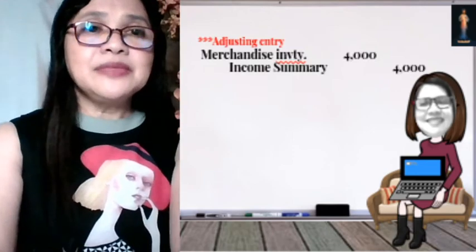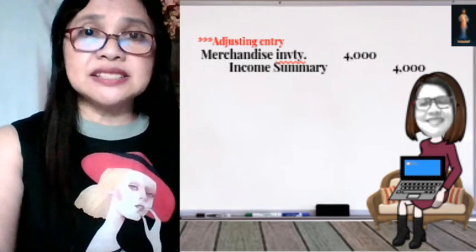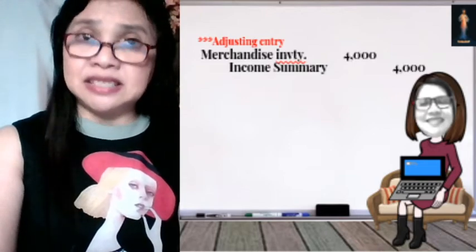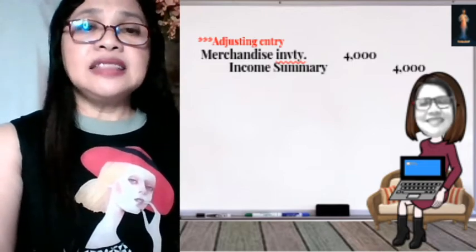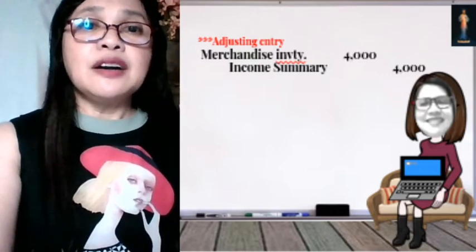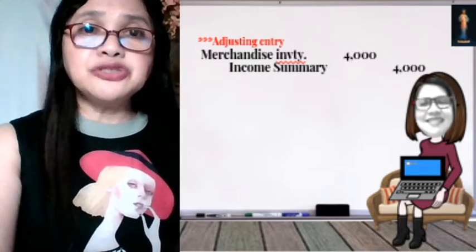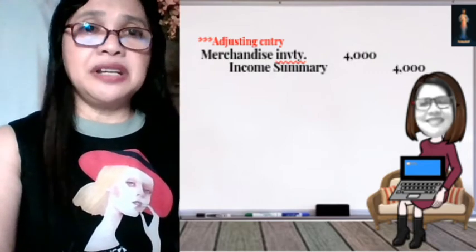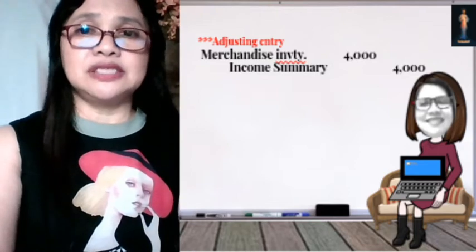And again, in the preparation of your financial statement, you have to acknowledge that there is an adjusting entry. At the end of the year, the merchandise was counted and it has an amount of 4,000 pesos, which is closed to the income summary account.